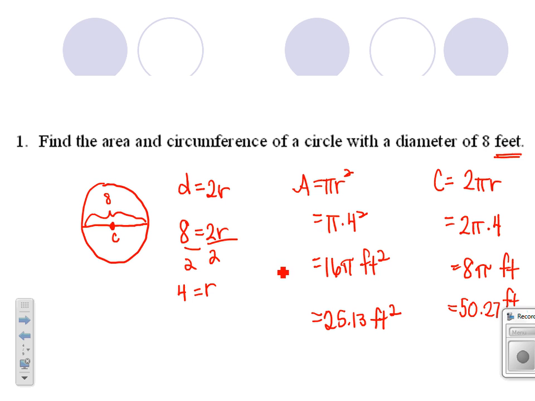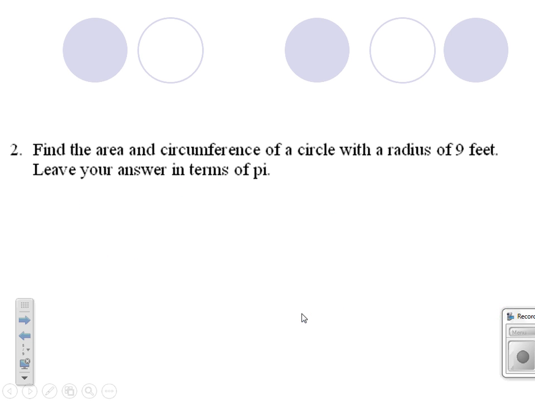Okay, so sometimes we want our answer in terms of pi, and sometimes we don't want our answer in terms of pi. Just have to make sure you follow the directions. All right, let's do another one.